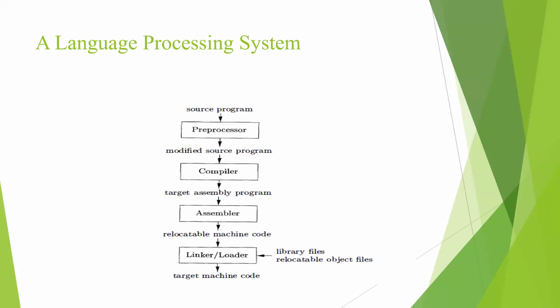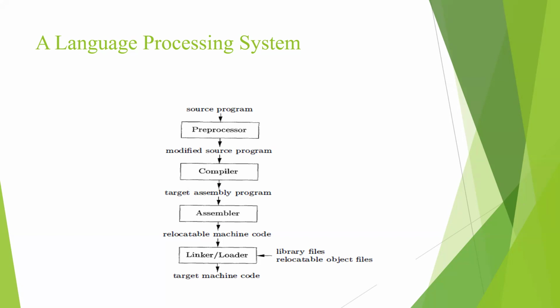Then the next one is, what is the language processing system? In the case of the language processing system, with the compiler, several other programs may be required to execute an executable target program, which is shown in the figure. A source program may be divided into different modules, which are stored in separate files. What are the different modules over here? That is the preprocessor, the compiler, the assembler, the linker, and the loader.